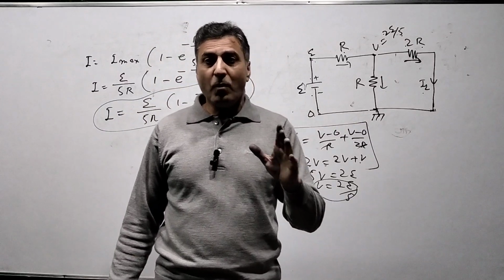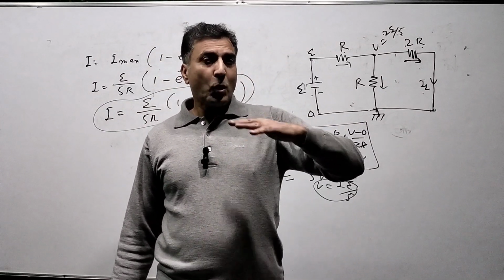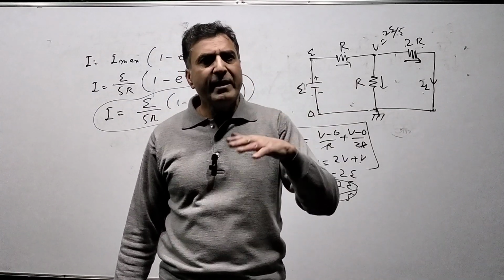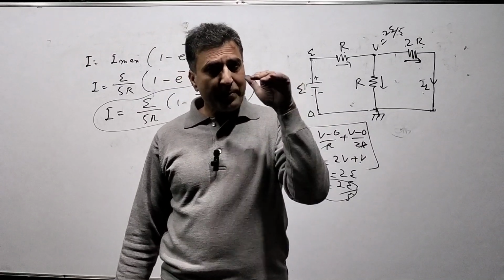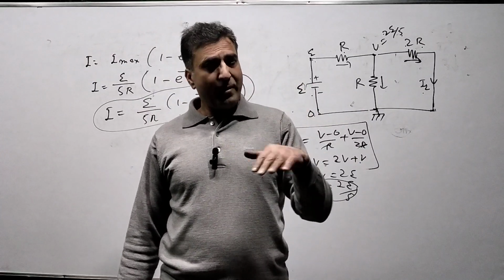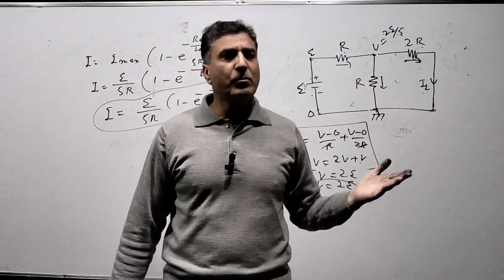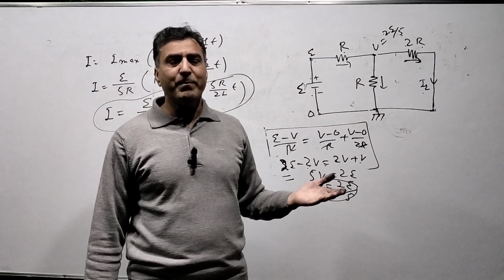But don't forget that it was current building up, growing up, growth of current in the inductor. There are some cases where current decays in the inductor. We have a different rule. Because when the current grows up in the inductor, the initial current is 0, final is maximum. When current starts decaying in the inductor, that I will discuss in the next challenging problem.